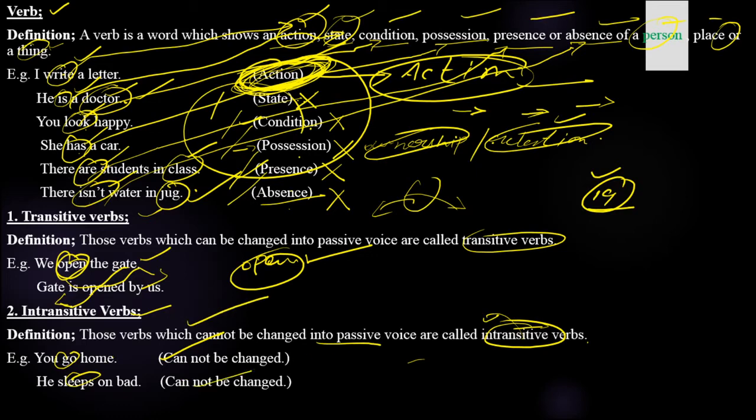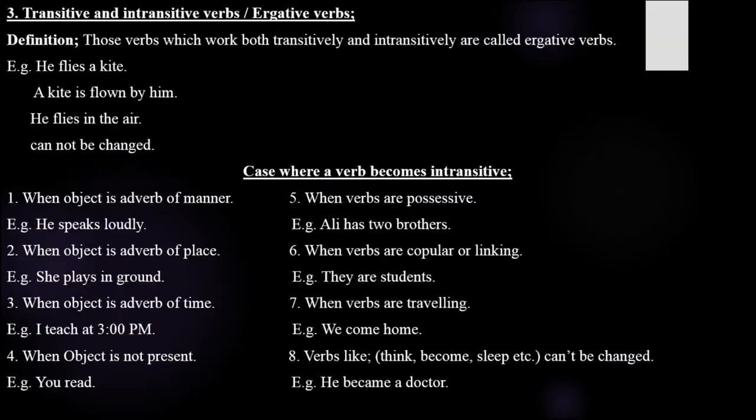And now in the next slide we will discuss transitive and intransitive verbs. Both together are called ambitransitive verbs. What are ambitransitive verbs? They are those verbs which work both transitively and intransitively, which can sometimes be changed into passive voice and sometimes cannot be changed into passive voice.